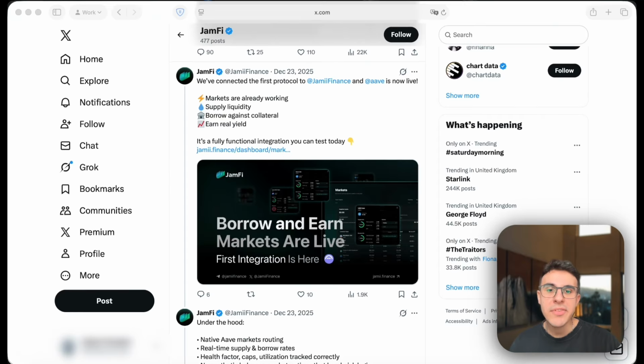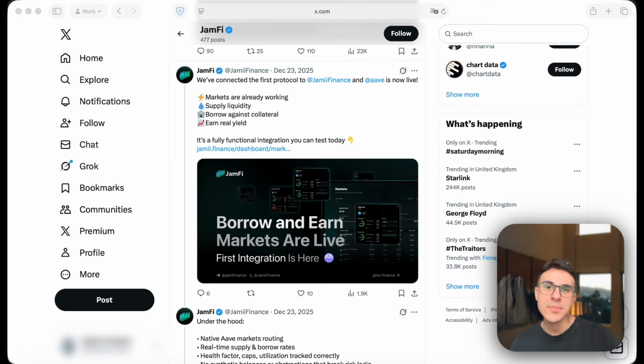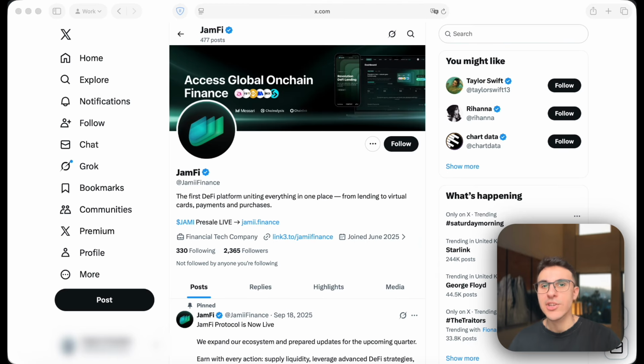Beyond Markets, JamFi continues to ship. We've seen smart contract audits, infrastructure upgrades, UI expansion, and preparation for additional networks and modules. Markets is the first building block of a larger DeFi ecosystem. This was a first look at JamFi Markets, a clean, secure, and scalable lending interface. And judging by the pace of development, this is just the start.